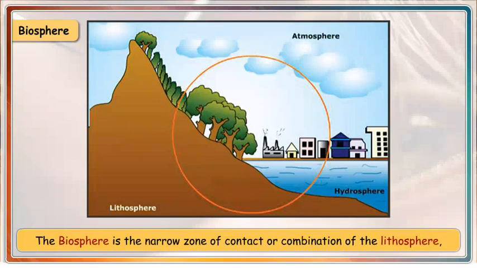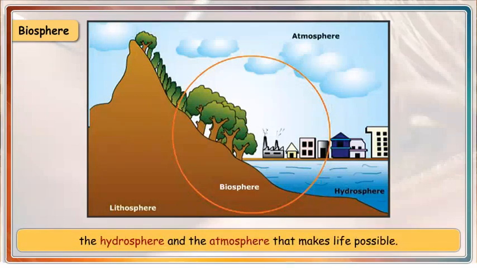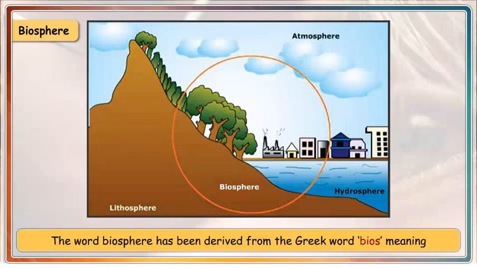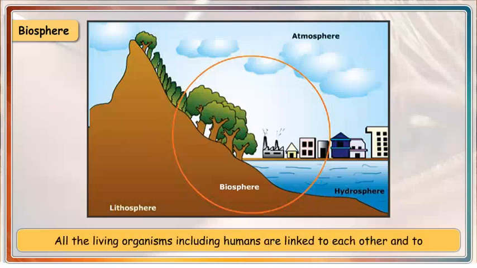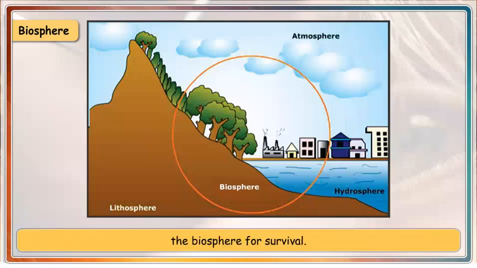Biosphere. The biosphere is the narrow zone of contact or combination of the lithosphere, the hydrosphere, and the atmosphere that makes life possible. The word biosphere has been derived from the Greek word bios, meaning life, and the Latin word sphere, meaning total range. All the living organisms, including humans, are linked to each other and to the biosphere for survival.